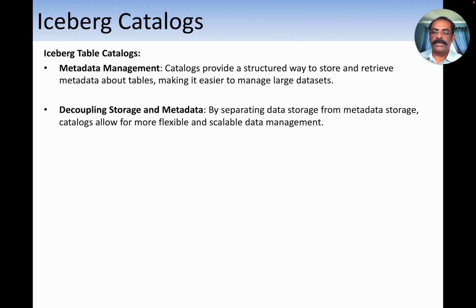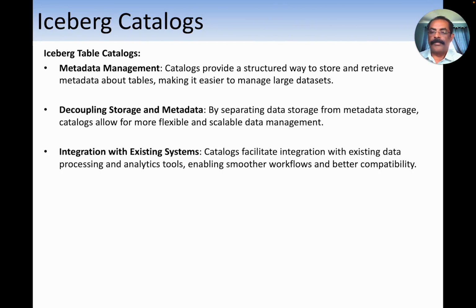It's a common format, Avro, and some of them are XML, so it's easy to migrate between clouds too. And it's easy to integrate with existing systems. Catalogs facilitate integration with existing data processing and analytical tools, enabling smoother workflows and better compatibility. Front-end tools are not going to connect to the storage directly, even if you have some other metadata on storage. So using a catalog, it's easy to query, and all the analytical tools are easy to manage.